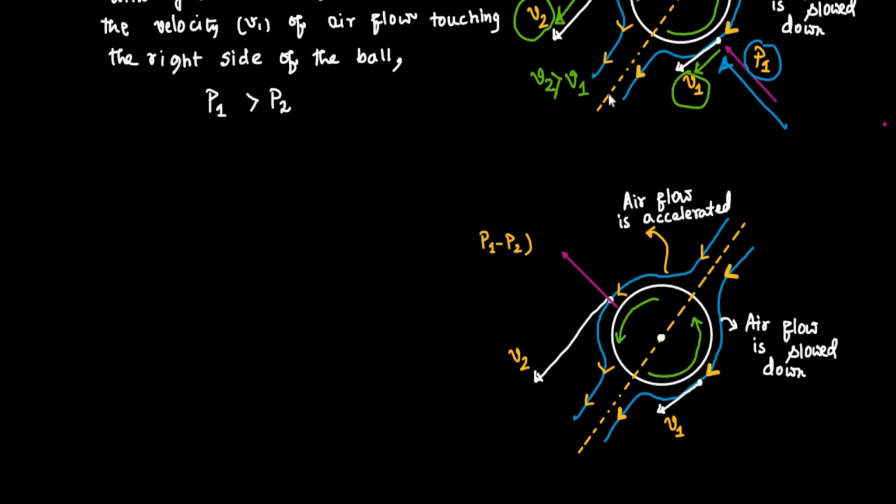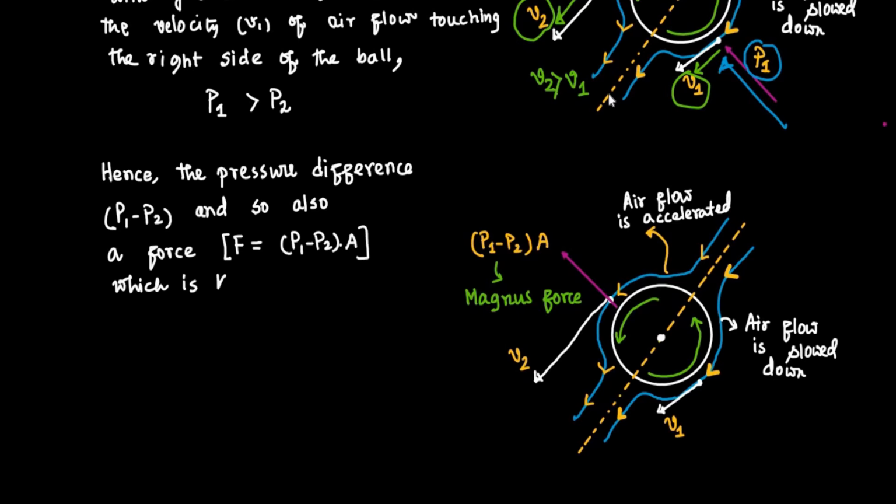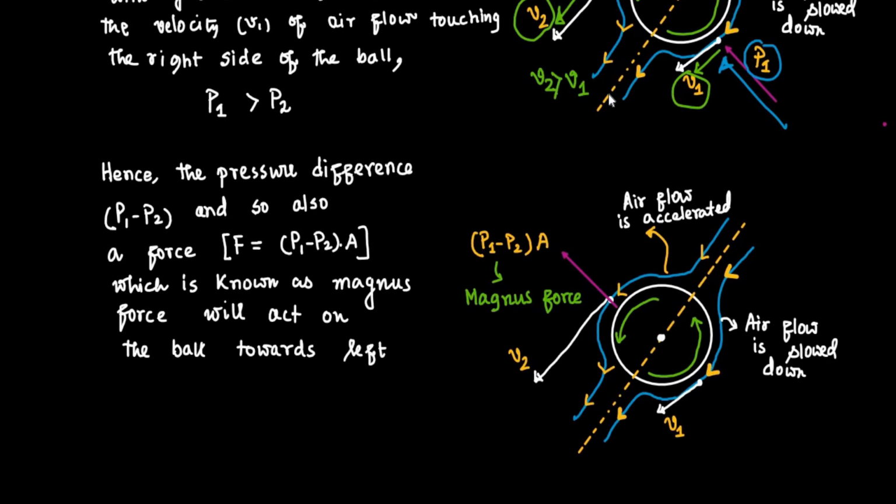Here a pressure difference P1 minus P2 acts towards left, and P1 minus P2 into area of cross section A is the Magnus force. The pressure difference P1 minus P2, and so also a force F equal P1 minus P2 into A, where A is the area of cross section of the football or ball, which is known as Magnus force. In this case, the first letter of Magnus should be written in capital M.